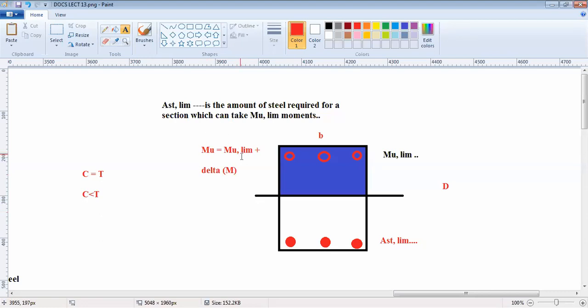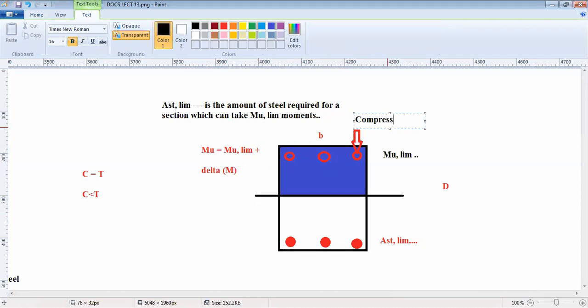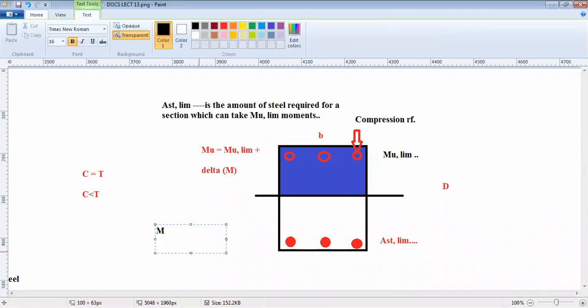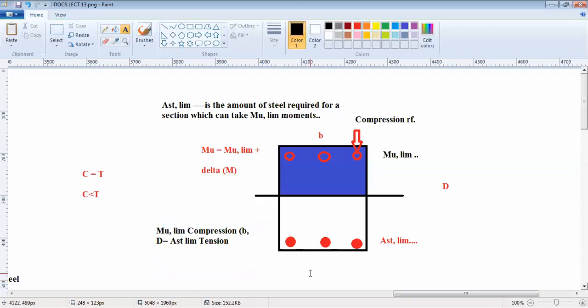Thereby, what are we trying to do? First of all, on the compression side, your MU is MU limiting plus delta M. Now, delta M कौन लेगा? It will be taken by this compression reinforcement. Corresponding to MU limiting, the amount of steel on the compression side is something like this. आप इसको ऐसे समझो, जब MU limiting compression side पे forces है और movements है, उसके about AST limiting tension side पे you have the steel, और you can say MU limiting के about जो आपका B and D है उसके about टेंशन साइड पे आपका AST limiting tension steel है.